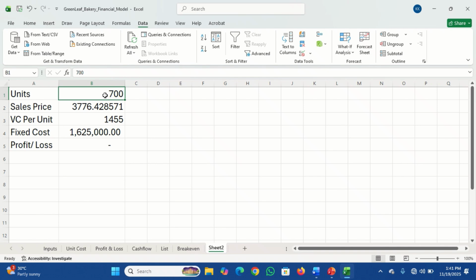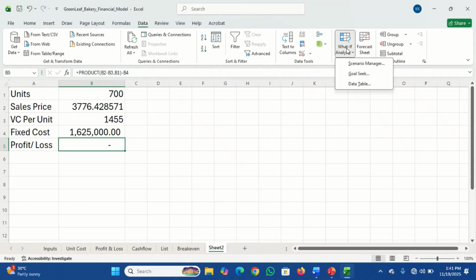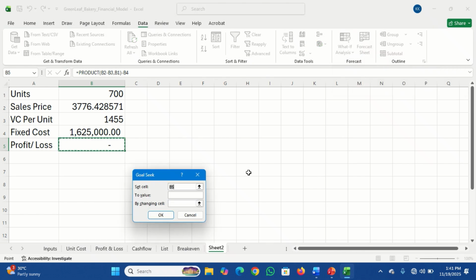Okay, now let's take, for example, assuming we say no, we don't want to break even, we want to make a profit, and our capacity is to produce 700. So what we now do is, let's assume we want to make a profit of, let's say, 350,000 naira per month.